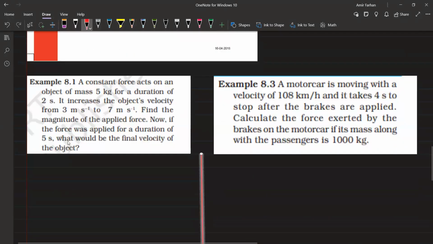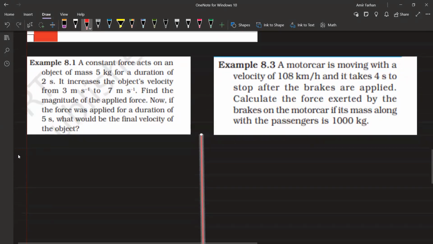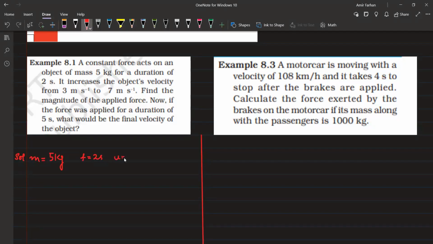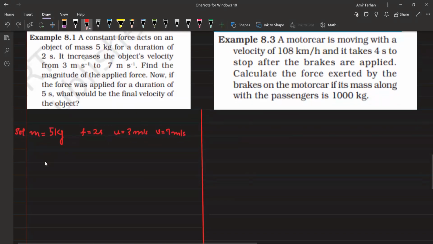Okay, let's solve this first question. A constant force is acting on a body of mass 5 kg. So let's write out the mass as 5 kg. And time is given as 2 seconds, the initial velocity is 3 meter per second, and the final velocity is 7 meter per second. We have to find out the force applied.